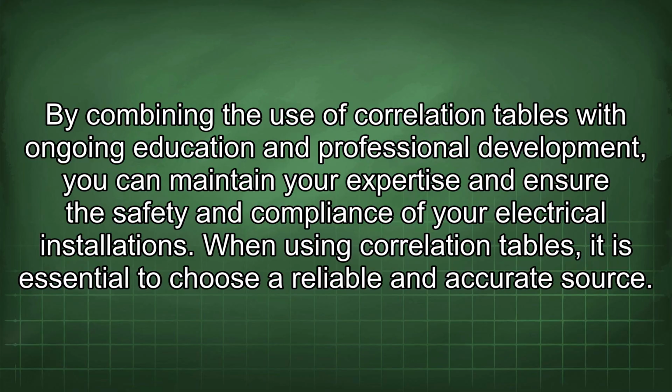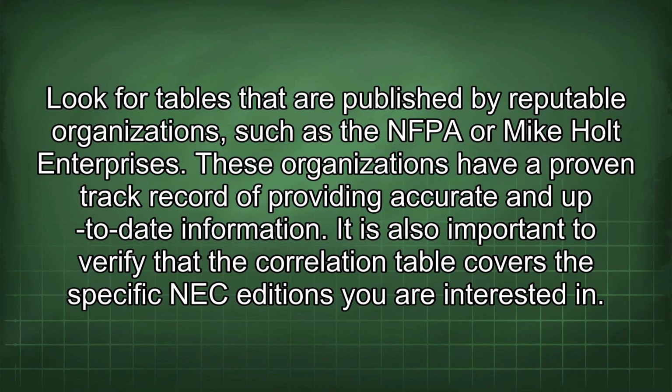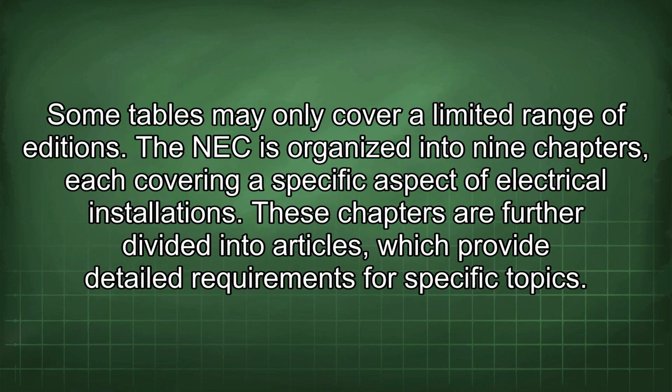When using correlation tables, it is essential to choose a reliable and accurate source. Look for tables that are published by reputable organizations such as the NFPA or Mike Holt Enterprises. These organizations have a proven track record of providing accurate and up-to-date information. It is also important to verify that the correlation table covers the specific NEC editions you are interested in. Some tables may only cover a limited range of editions.